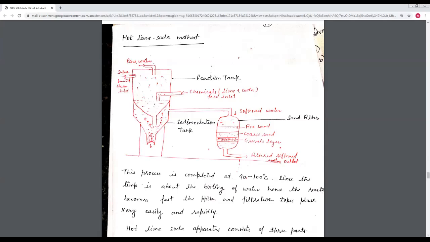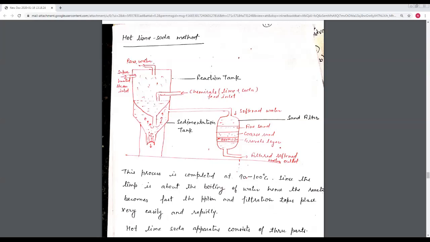Now here we enter the raw water at the side. Raw water is entered into the reaction tank, and this part is called the superheated steam inlet. From this side, we supply superheated steam, because of which the temperature is 90 to 100 degrees centigrade, which is equal to the boiling point of water. So the raw water comes to this side, and lime and soda are also added at this side. Then the reaction takes place between the raw water and the lime soda.